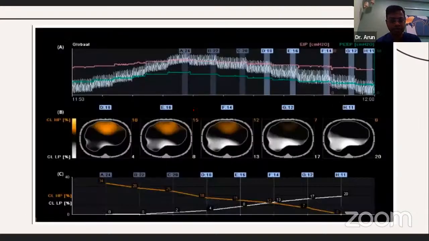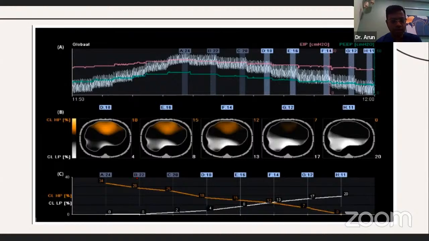This is another picture of the EIT, another panel you can see. Here in total there will be 3 panels: panel A, panel B, panel C. This is a global impedance panel. What they did here is decrementally decrease the PEEP and check where alveolar distension and collapse are happening. On panel B, you can see orange color and white color. And here they mention CLHP and CLLP. CL means compliance, high PEEP and low PEEP.